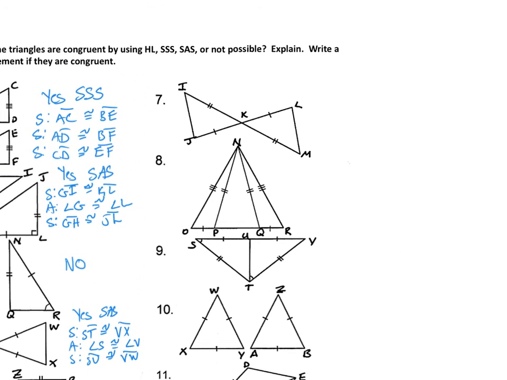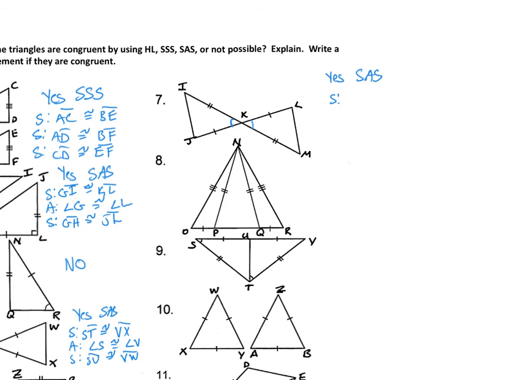Okay, let's look at number 7. Number 7, we're given 2 sides, but I can see here using vertical angles. Remember, these are vertical angles. They're in the middle on the opposite side of those 2 lines and are congruent. So I see 2 sides and an angle in between them. So this is a yes. I can use side, angle, side with this.